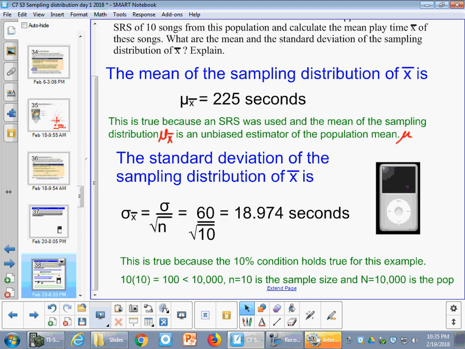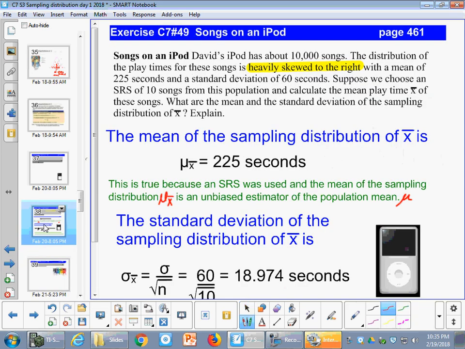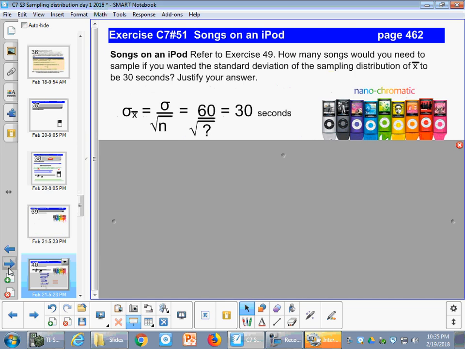18.974 seconds. All right, the next one, it says, how many songs would you need to sample if you wanted the standard deviation to be 30 seconds? Instead of, back here, we saw that it was 60 seconds. So if we want to cut the standard deviation in half, down to 30, I think most of you guys already probably know the answer to this, but in case you don't know the answer, there is a way to work it out. So I'll show you through these slides.